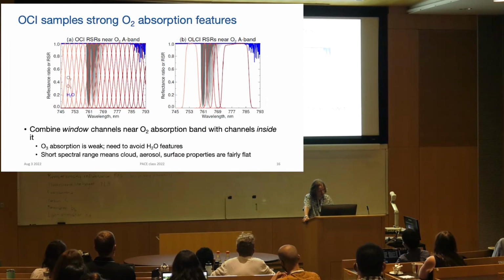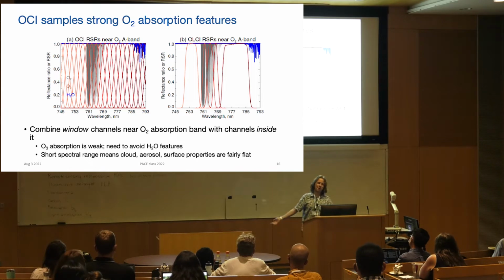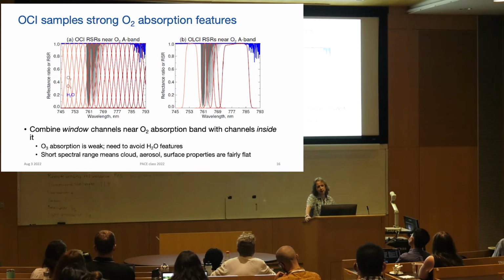So how does it work? Well, OCI samples these strong gas absorption features. Amir showed some of those in his presentation. His atmospheric correction is about ignoring them. My cloud top pressure is about using them. And we're specifically using a feature called the oxygen A band.